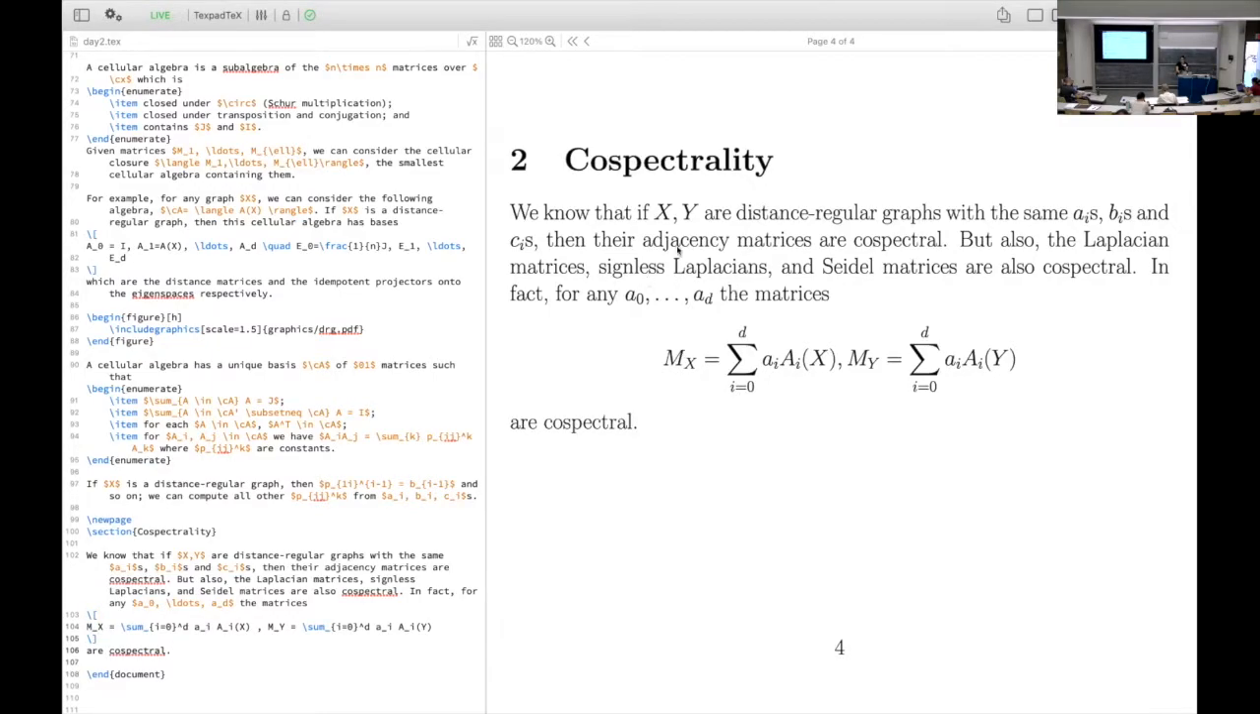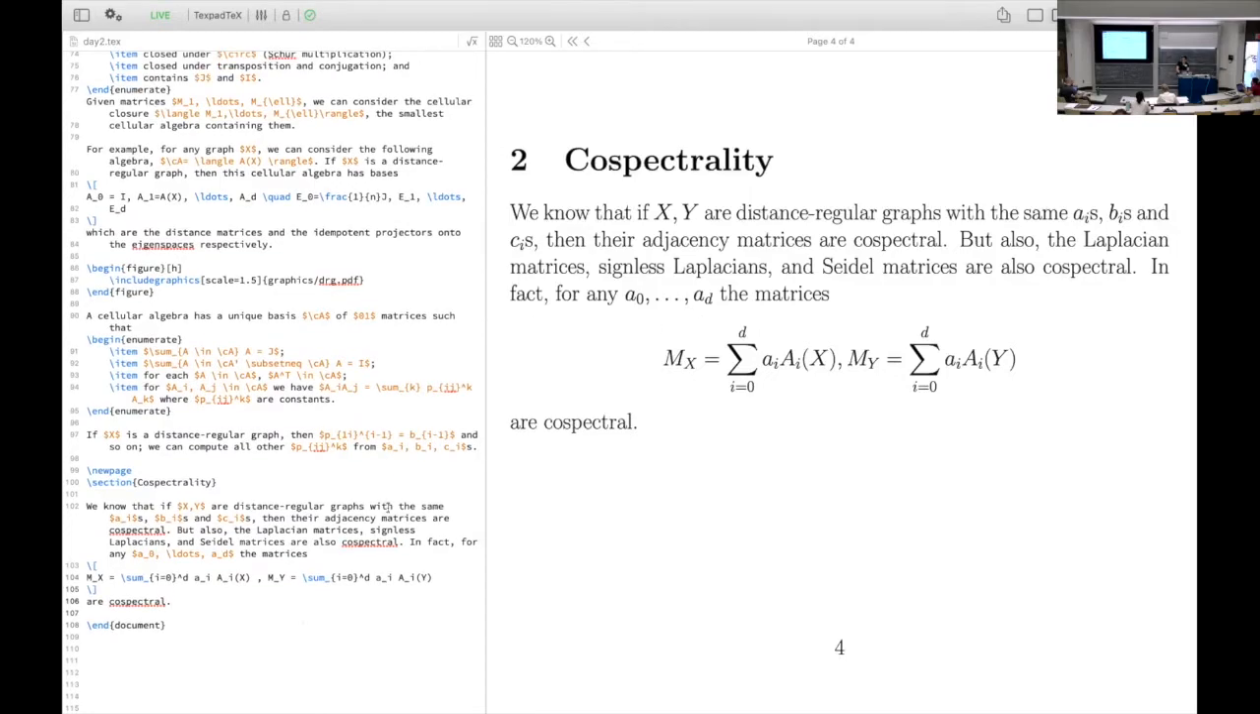So this is why those three things were cospectral. The Laplacian matrix, signless Laplacian, and Seidel matrix are all written as linear combinations of the basis matrices of the coherent algebra of a distance regular graph. So if the algebras are cospectral or have the same parameters, every matrix that you take like this has to be cospectral. Do we have to prove it? Is it necessary? No, okay.